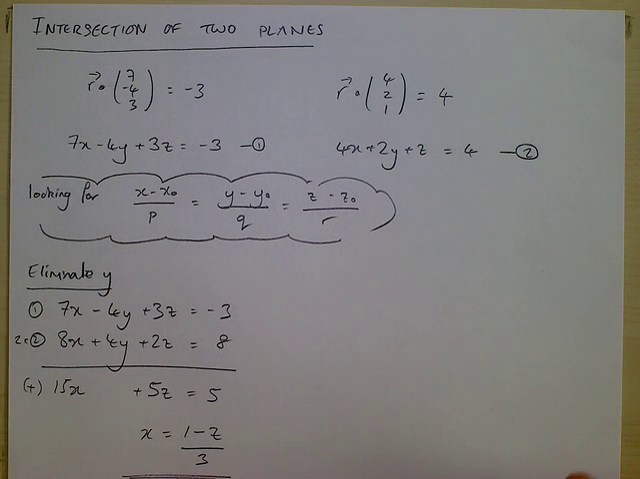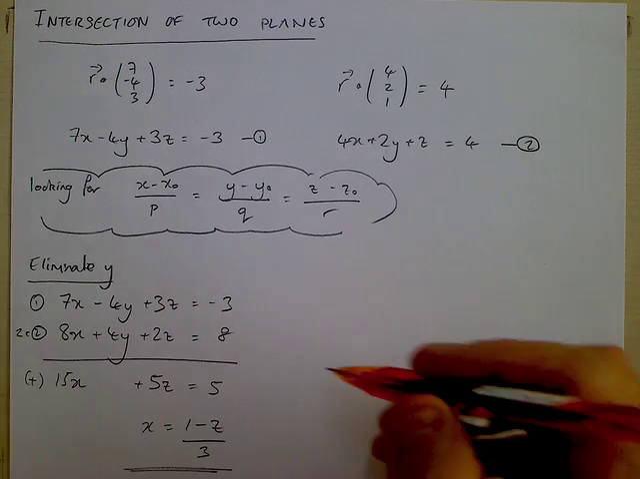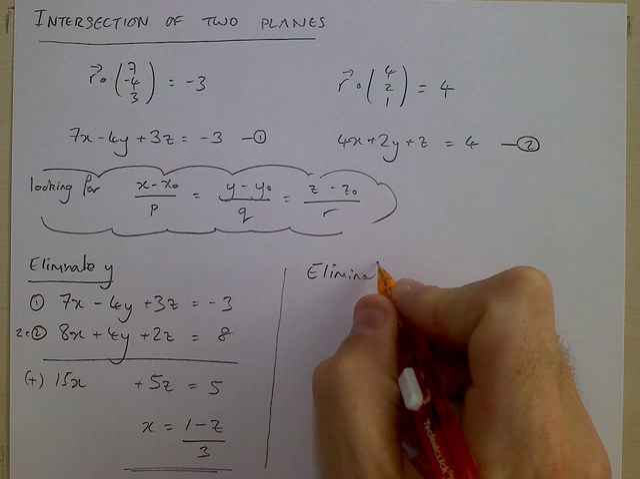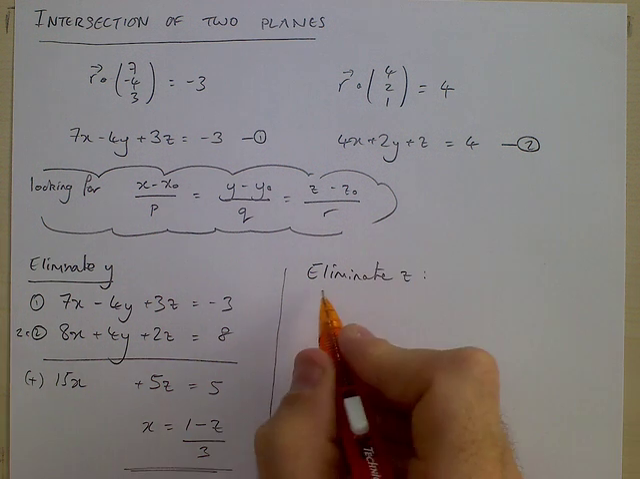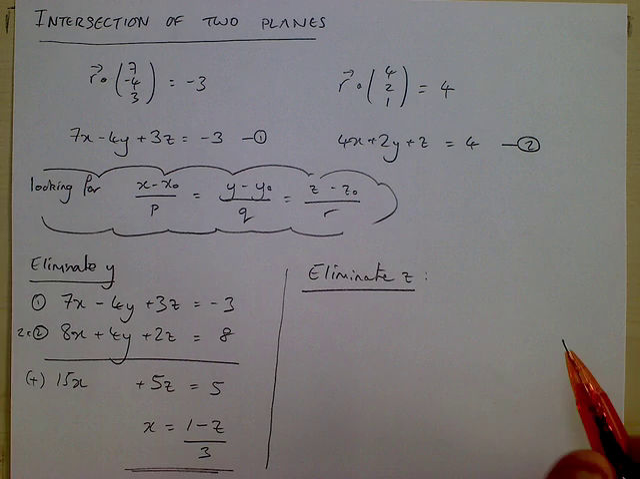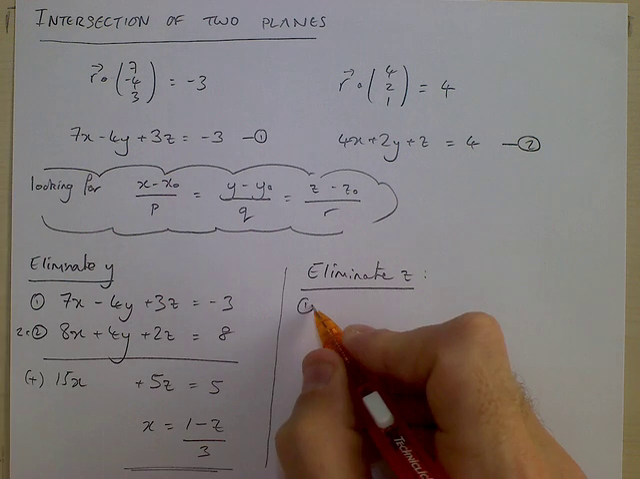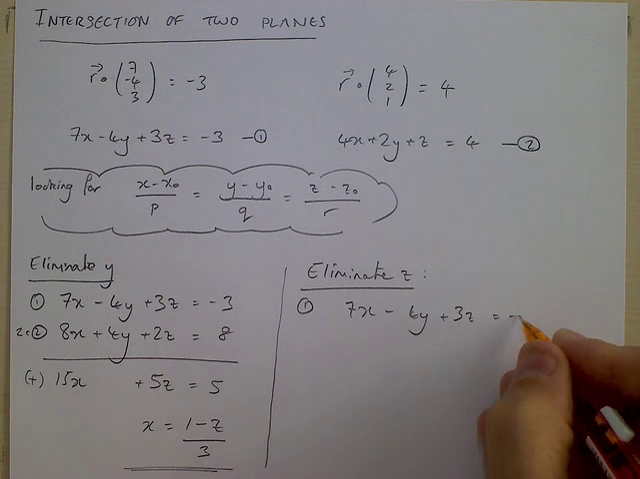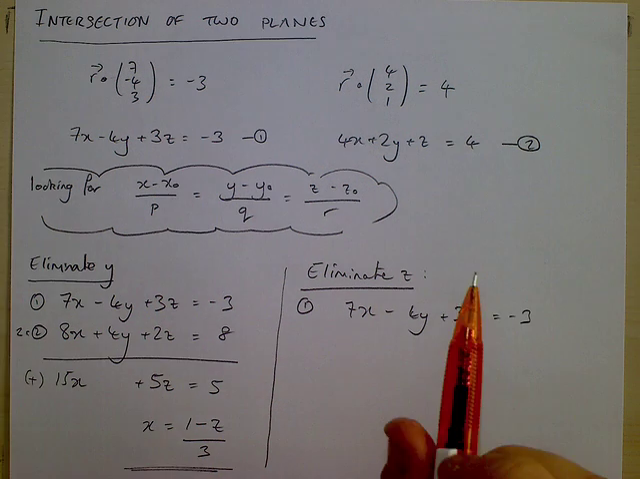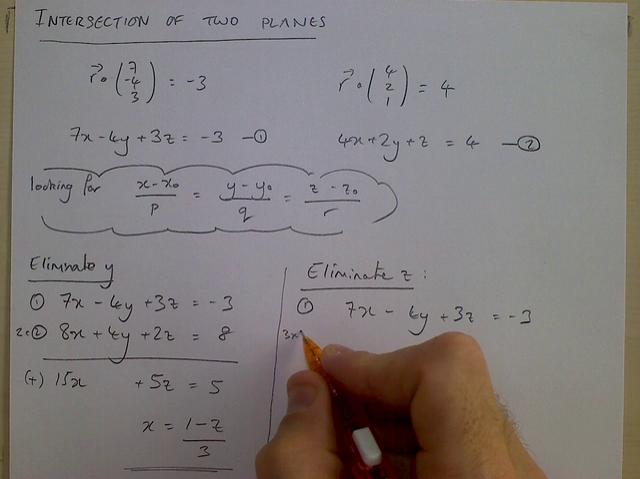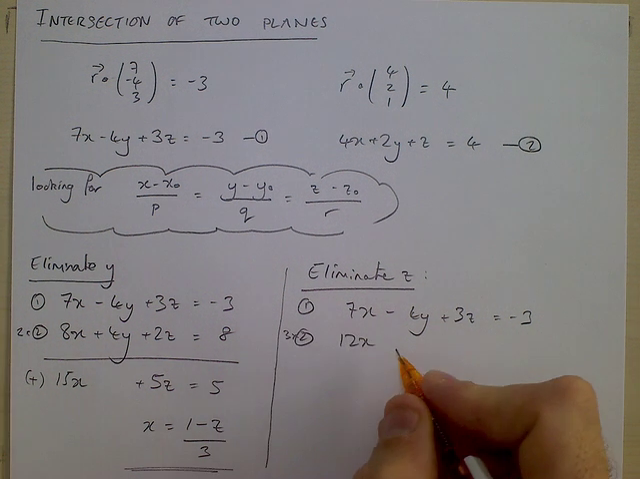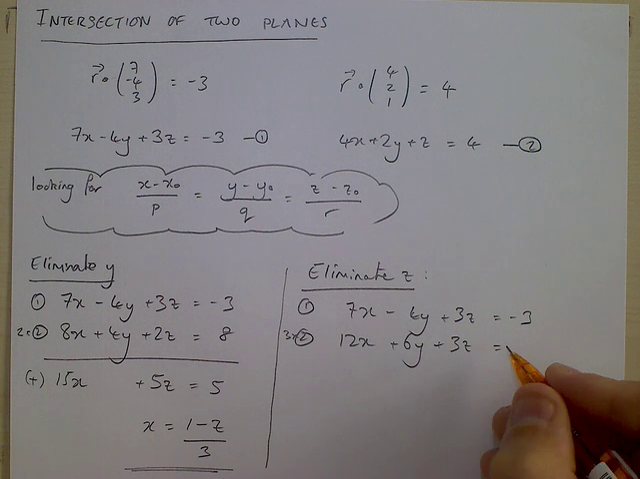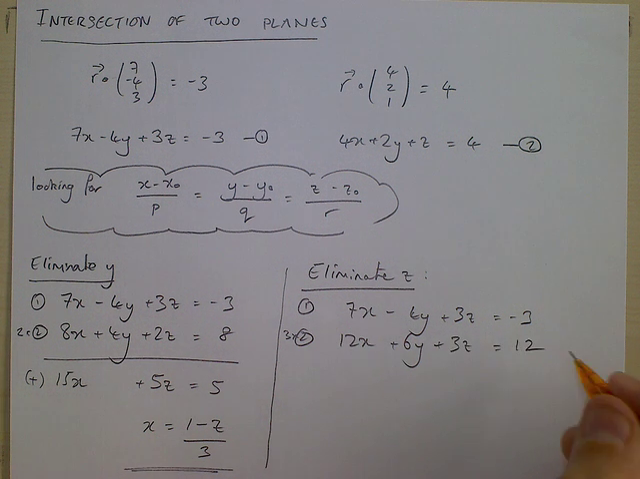Done. I'm now going to do a similar thing, but this time I'm going to eliminate the z. So here I'm going to take equation 1 again, 7x minus 4y plus 3z is minus 3. I'm going to have 3 lots of equation 2. 3 lots of equation 2 gives me 12x plus 6y's plus 3z's is equal to 12.